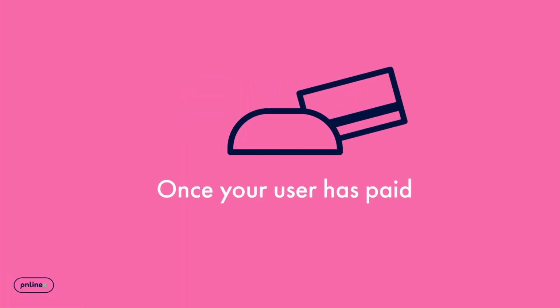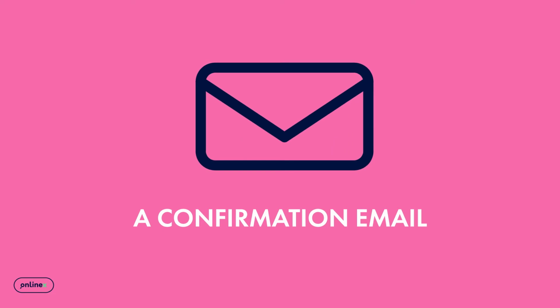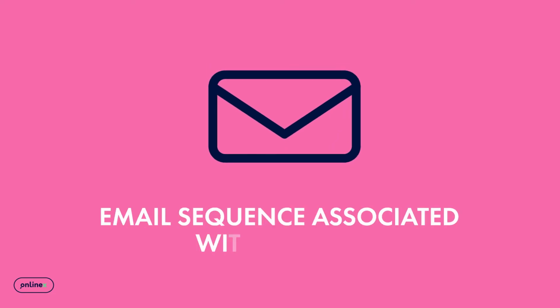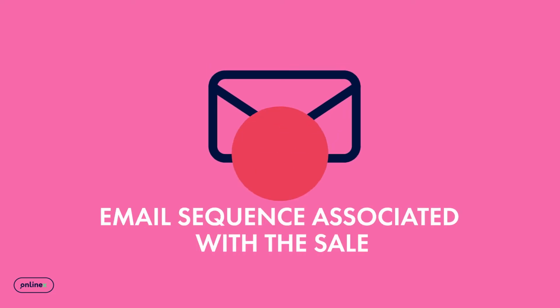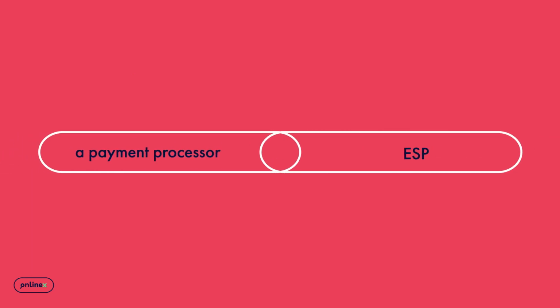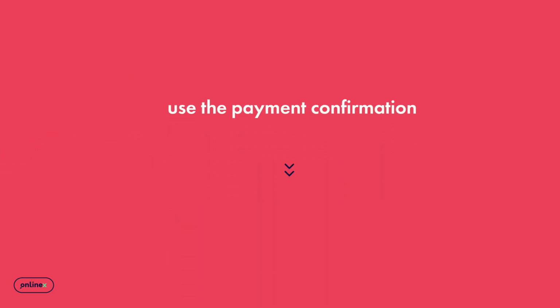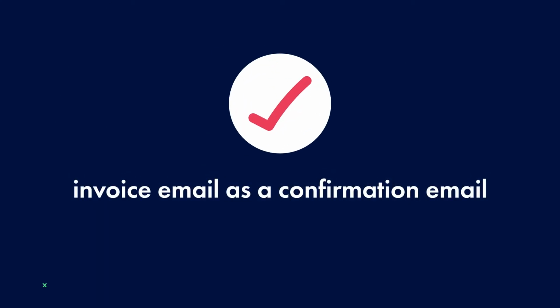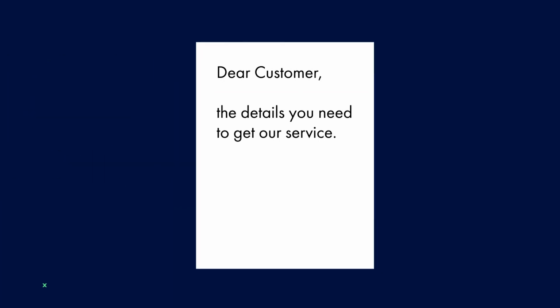Once your user has paid, you want to send them a confirmation email and trigger your email sequence associated with the sale. If your payment processing is integrated with your ESP, then use the payment confirmation as the trigger for the confirmation email. If you're also sending your users an invoice, you can use the invoice email as a confirmation email. And now the fun begins. Send your customers the details they need to get your service. And remember that it's important to keep in touch with your participants.